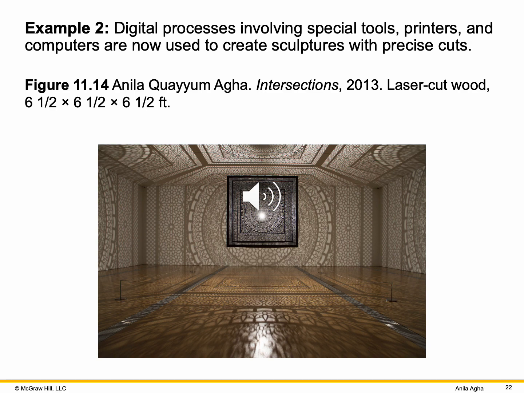Anila Quraishi Agha's Intersections is a cube made of 6 pieces of wood cut using a CNC laser cutter. It features geometric and floral designs organized with radial balance, with patterns repeating on all 6 sides. A light bulb suspended inside projects shadows onto the designs and onto the surrounding floor and walls and ceilings as well, and onto the viewers.